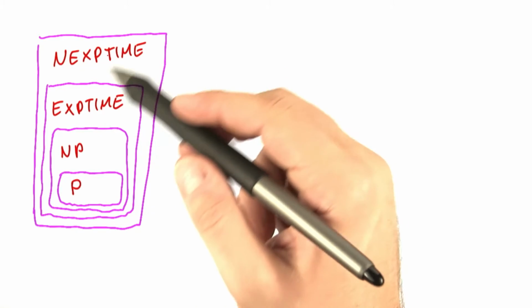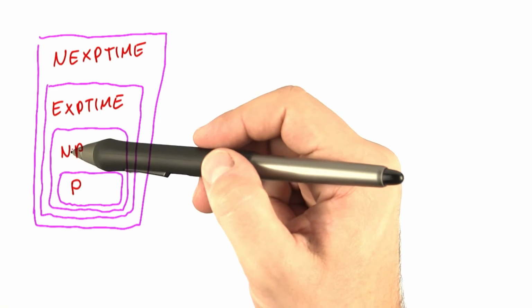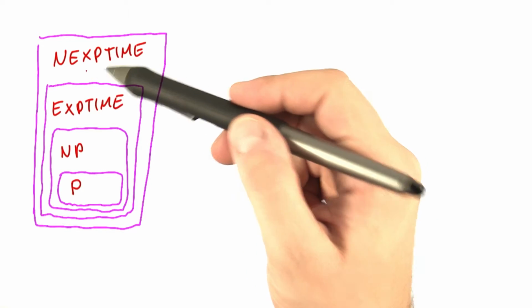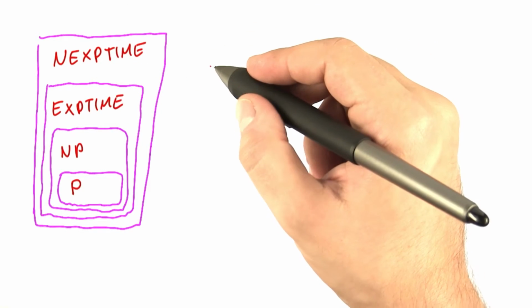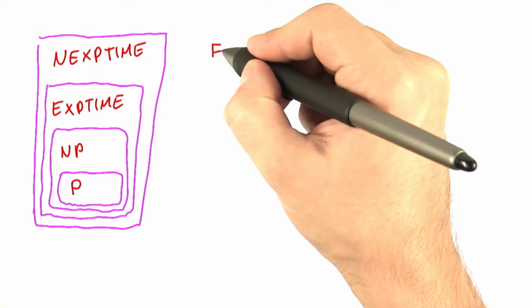Now let's get back to the general complexity classes. So we have already drawn this picture here, the hierarchy of P versus NP versus EXPTIME versus NEXPTIME. But of course there are other complexity classes that we have gotten to know in this course. So there's the class of fixed parameter tractable problems.